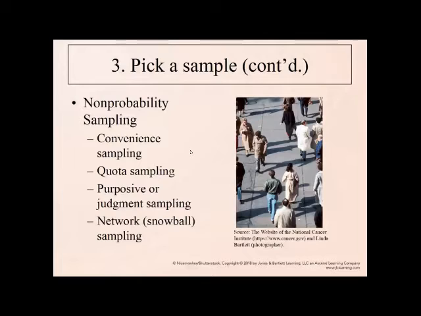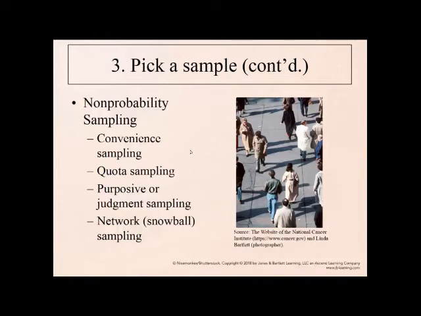There is also purposive or judgment sampling. This is where the researcher's judgment is going to be used to determine if someone that they might want to have in the survey is a good representative of the population.